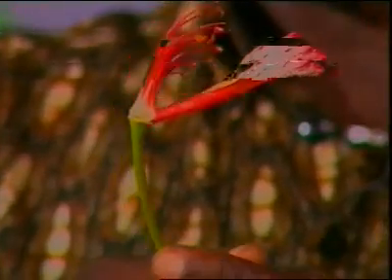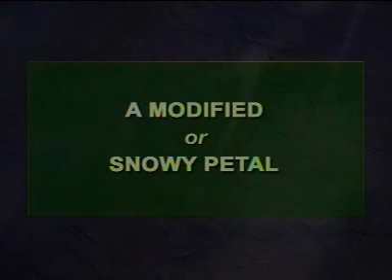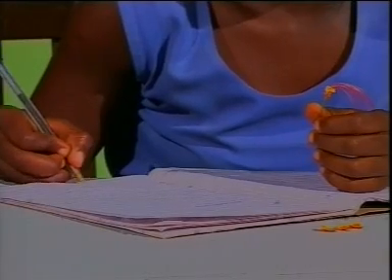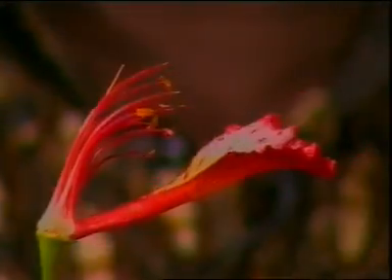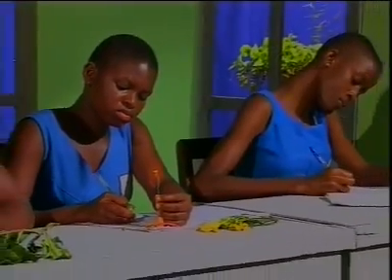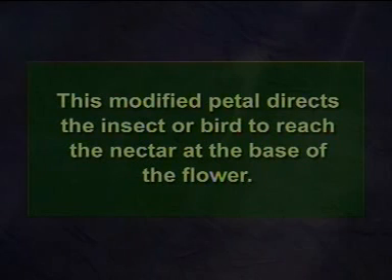The name of this petal is modified or standard petal. Modified or standard petal. Why has this petal been modified? It has a special role, a special biological function to play so far as reproduction of the flowering plant is concerned. This modified petal directs the insect or bird to reach the base of the flower, which contains nectar.